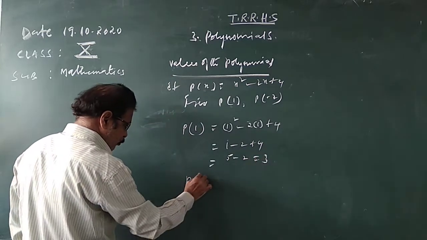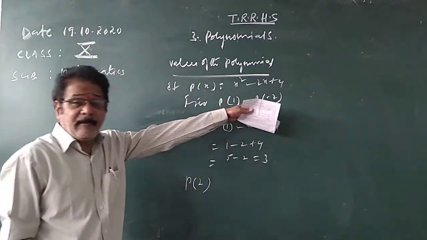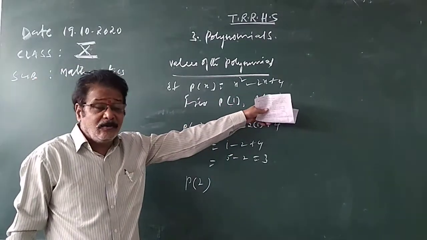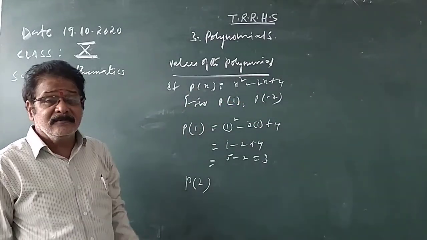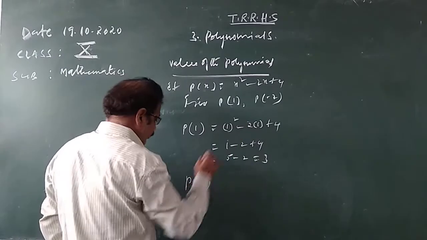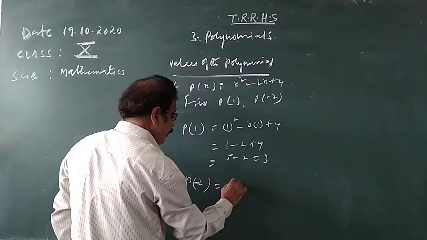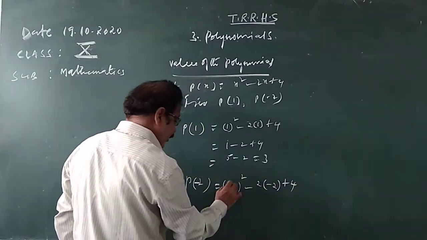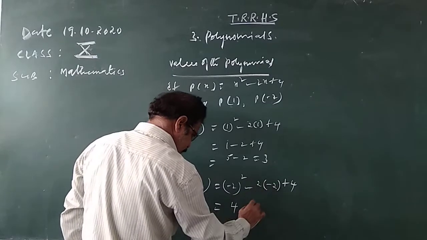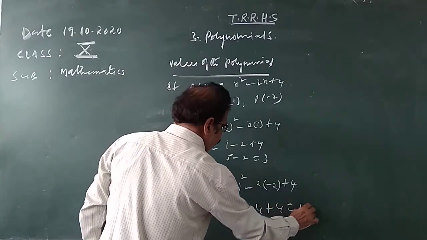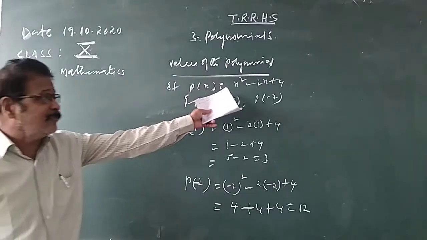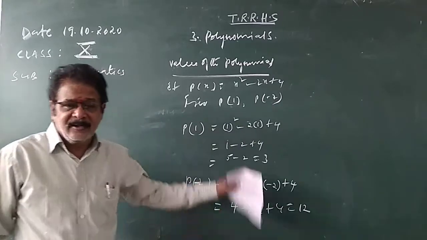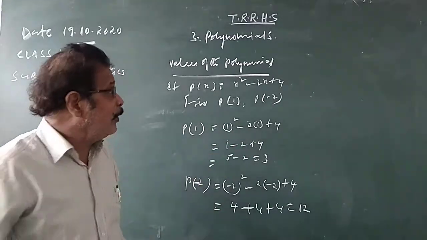Similarly, p of minus 2. How to find this value? X is replaced by minus 2, and we get the value of the polynomial p of minus 2. Minus 2 square minus 2 into minus 2 plus 4: that is 4 plus 4 plus 4. So the value of the polynomial p of x equals x square minus 2x plus 4 at x equal to 1 is 3, and at x equal to minus 2 is 12. Like this you can find the value of the polynomial.